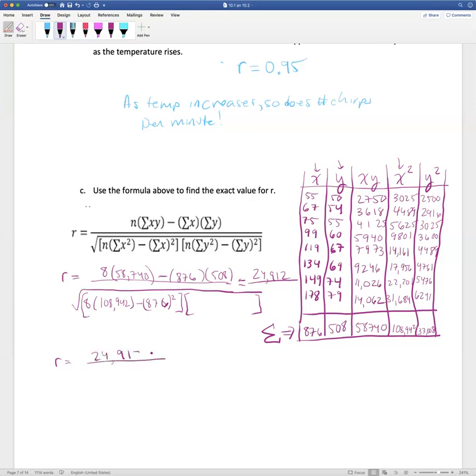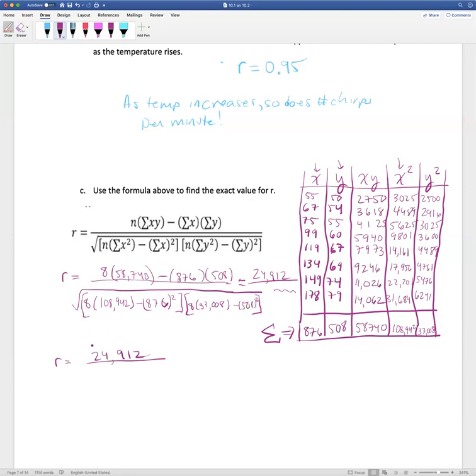So I'm just recopying the numerator over here because the denominator is going to be taken up by this guy. N, which is 8, times sum y squared. So here's y squared. Sum y squared is 33,008, minus sum y, quantity squared, so that's minus 508 quantity squared.